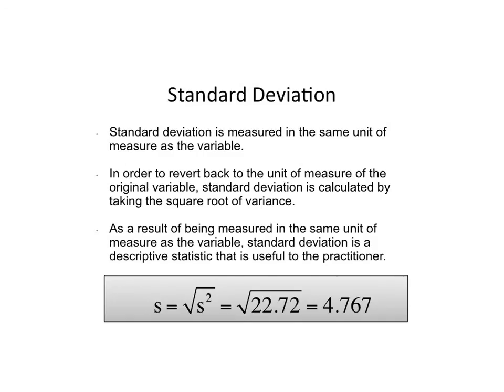So how do we get rid of the square? We take the square root, and that's what brings us to standard deviation. Standard deviation, as we discussed earlier, is measured in the same unit as the measure of the variable. In order to revert back to that unit, the standard deviation is calculated by taking the square root. As a result, we get that very helpful descriptive statistic for the practitioner. Now, the average variability is, instead of 22.72 percentage points squared, 4.76 points.